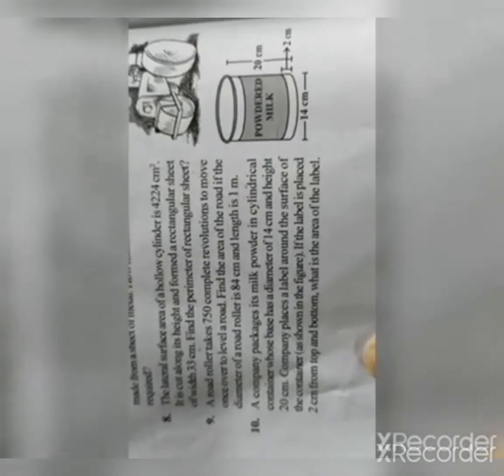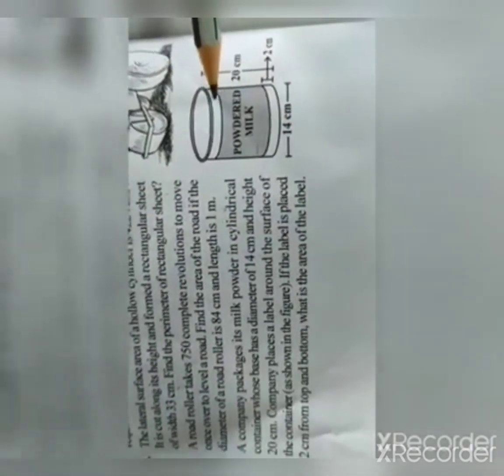The company places a label around the surface of the container as shown in the figure, if the label is placed 2 centimeter from the top and bottom. See here this distance, 2 centimeter below from here and 2 centimeter above from here. So the height of the cylinder is 20 centimeter. Then the height of this label will be, 2 you will subtract from here, 2 you will subtract from here. So from the 20 we will subtract 4. Okay. So the height of the label we will get is 16 centimeter.